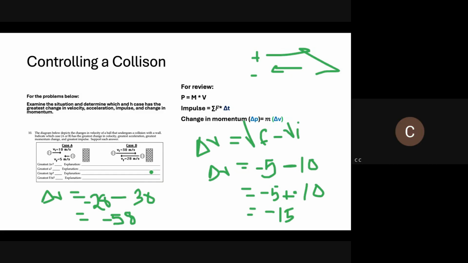Would it be A? A is -15 and B is -58. So the magnitude would be B because it's 58. The reason I say B is because they're both going left. So which one has the greatest change of velocity? B, yes, correct. So this one is going to be B.